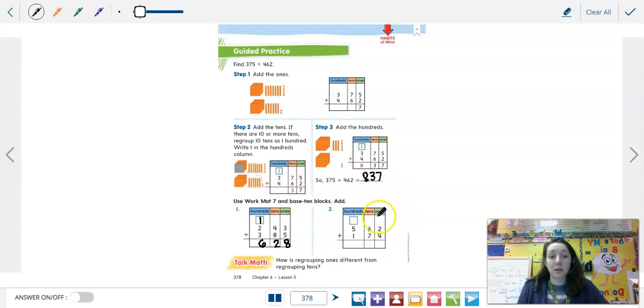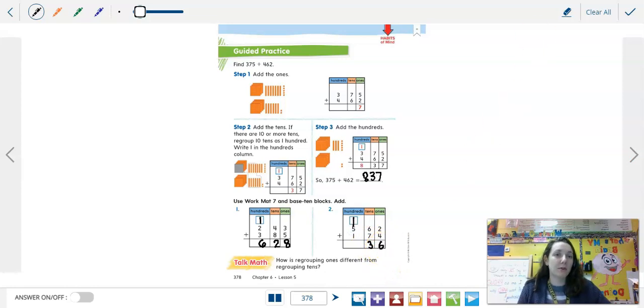2 plus 4, because we're starting with our ones. You always start in your ones. 2 plus 4 is 6. Again, not more than 10, so we're not regrouping that. 6 plus 7 is 13. So I have a group of 10 and 3 ones left over because that's 13.